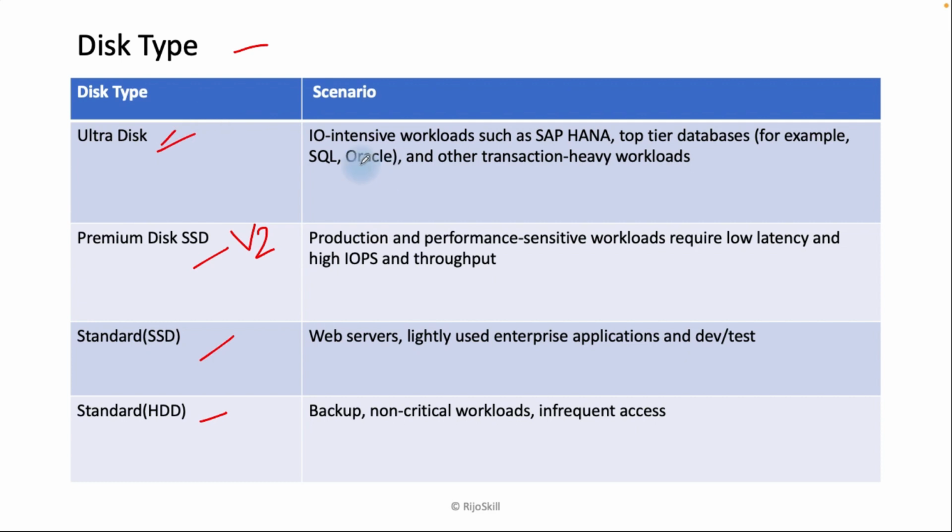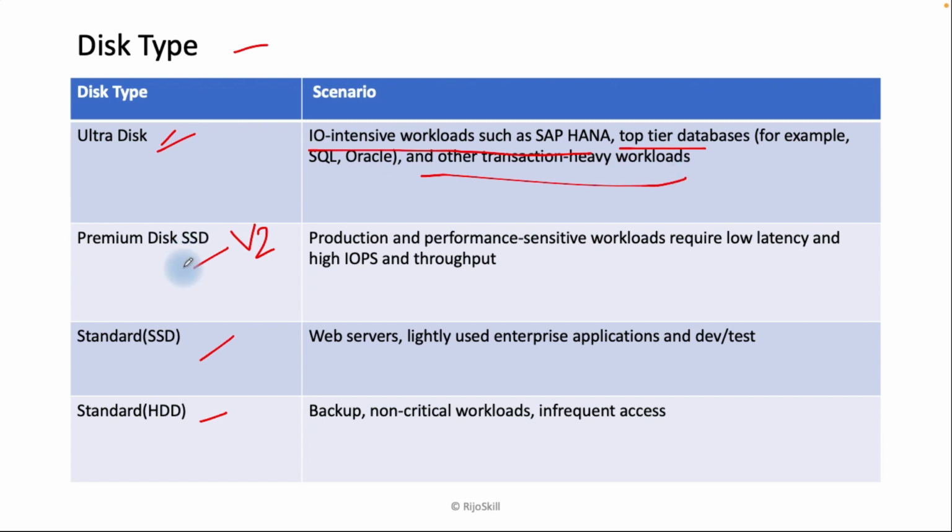Ultra Disk is provided for input/output intensive workloads such as SAP HANA, top-tier databases like SQL Server and Oracle, and other heavy workloads. Simply put, Ultra Disk is used for large-scale workloads with heavy input/output operations. You cannot use an Ultra Disk as the operating system disk. Some limitations are also available for Ultra Disk. I will teach that in the next section, where we will cover disk types separately as one topic. Here we will cover the basics only.